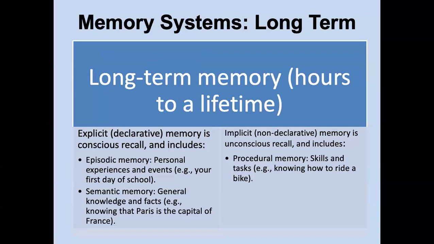Okay. So long-term memory lasts hours to a lifetime. It falls into two categories. So explicit declarative memory is conscious recall, okay? And that includes episodes, right? So these are experiences, and semantic memory. So this is sort of general information and facts.